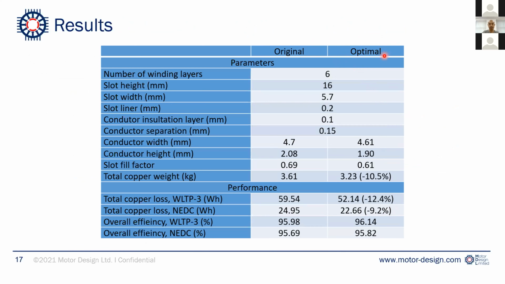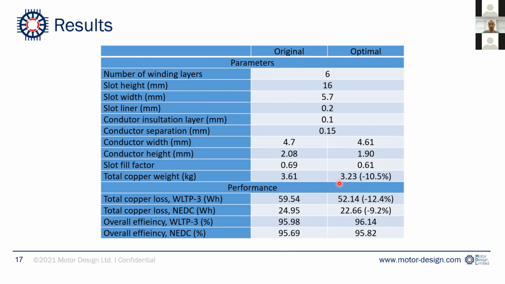With the optimization of the conductor size, here is the comparison between the original and the optimal designs. For the original design, the conductor width and height are designed to fill the slots as much as possible. For the optimal design, we found the optimal sizes are all smaller than the original conductor. But with this design, we can see the total copper loss is reduced significantly, by around 10%, and the overall efficiency we can achieve is much higher than the original one.